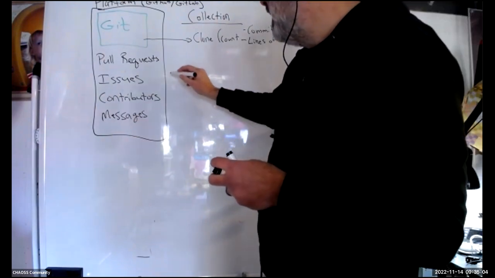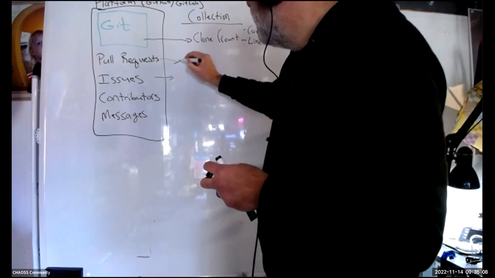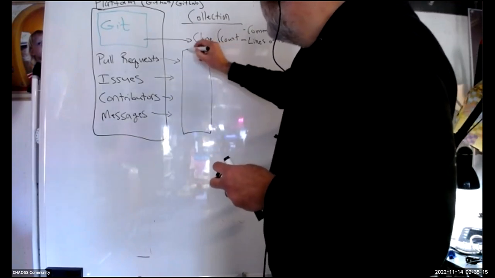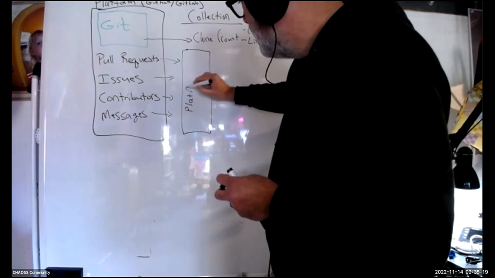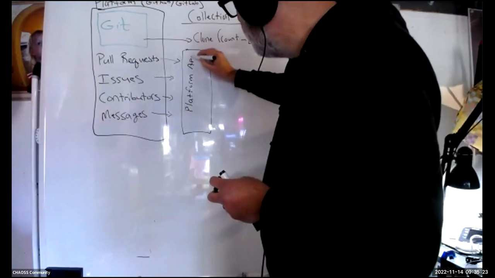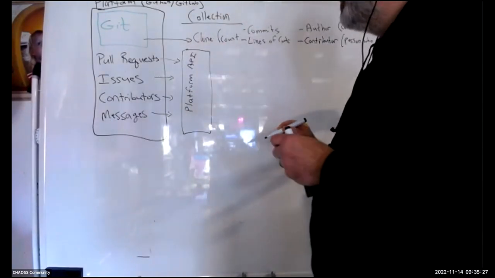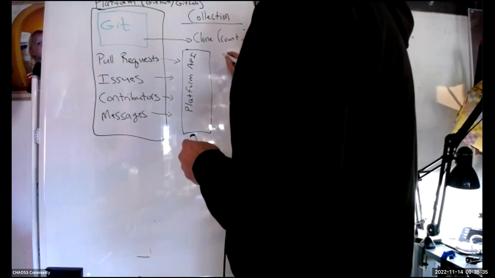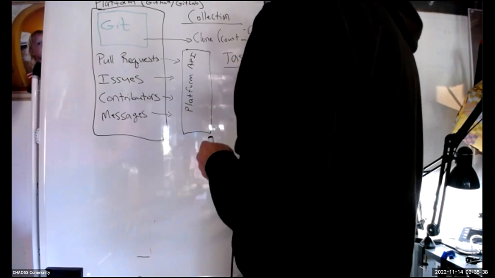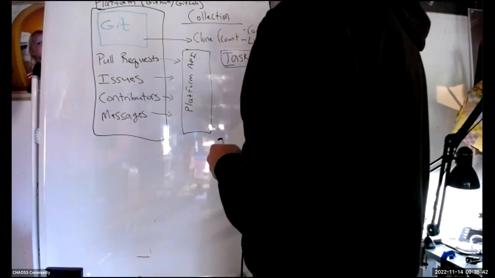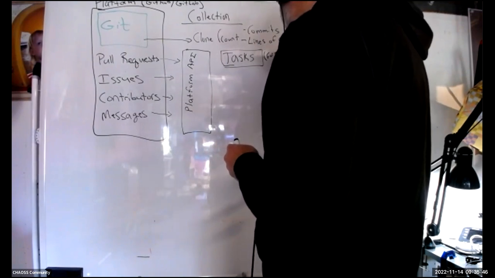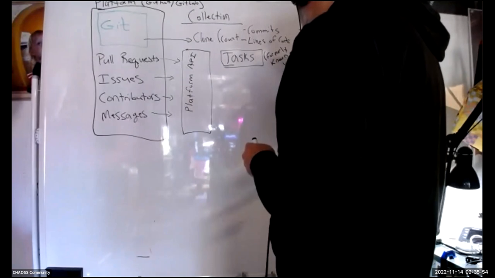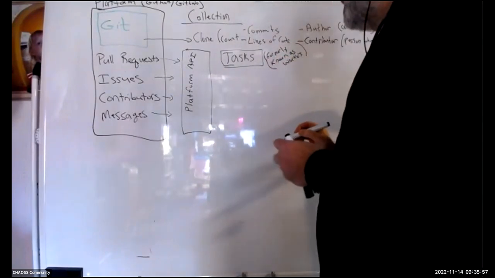For pull requests, issues, contributors, and messages, this is all collected using a platform API. And so to access the platform API, Augur now has something called tasks. And I'll show that to you. Tasks are the artist formerly known as workers. So a common Augur language previously had been workers. Now we call them tasks.